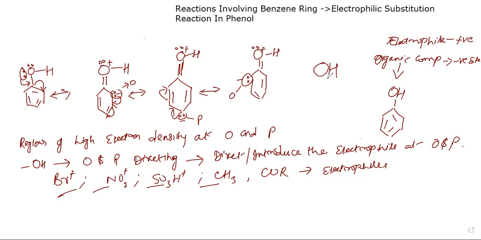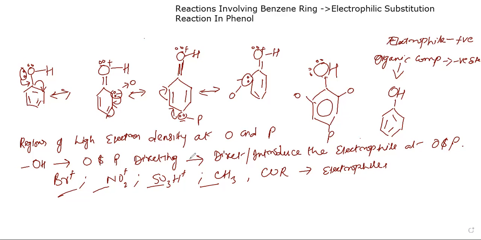So basically, if this is your phenol, these are the ortho and para positions where these electrophiles will enter. So basically, what we would be getting is an ortho and a para product while doing the electrophilic substitution reactions of the phenol molecule.